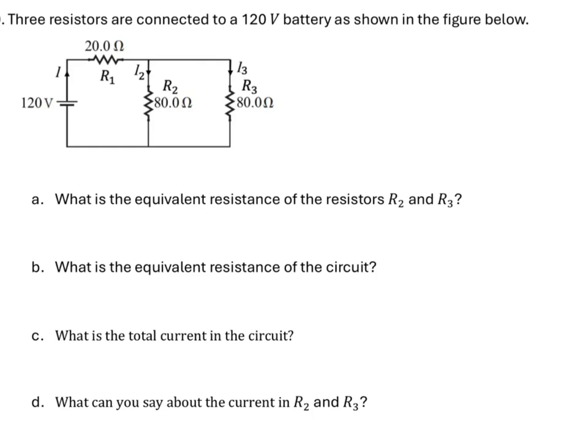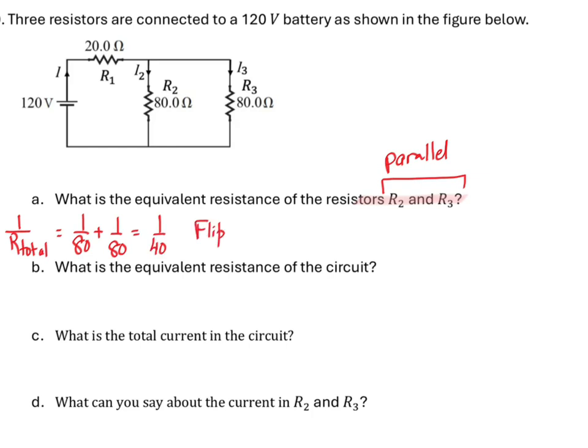Okay, next problem is based on series and parallel circuit. So we have got a circuit with 3 resistors. It's connected to 120 volt battery. It's asking us to calculate in the first part what's the resistance or equivalent resistance for R2 and R3. Equivalent means total resistance. So they are connected in parallel. We'll use the formula for parallel. We'll get the answer from the formula as 1 over 40. Then we need to flip it to get the answer as 40 ohms.